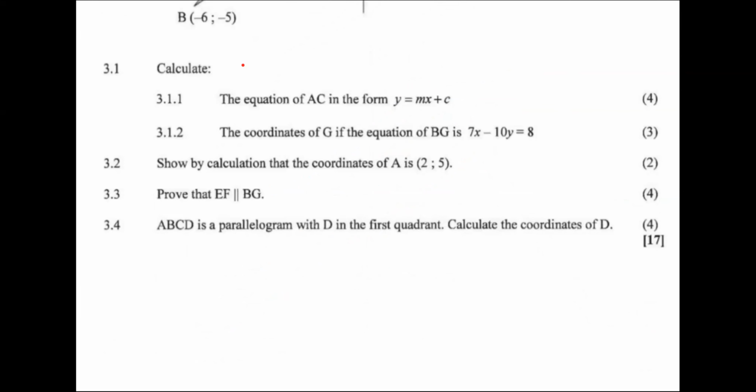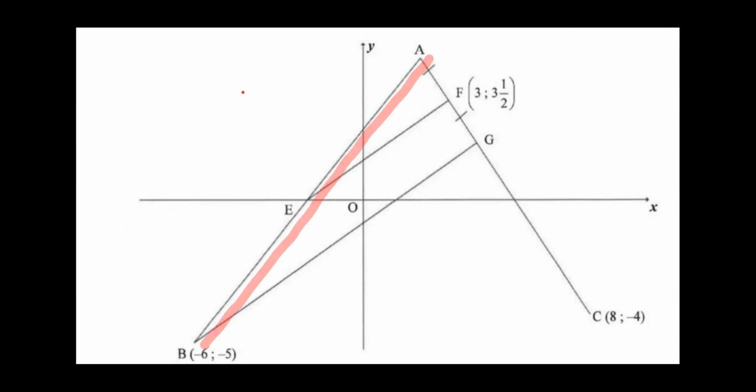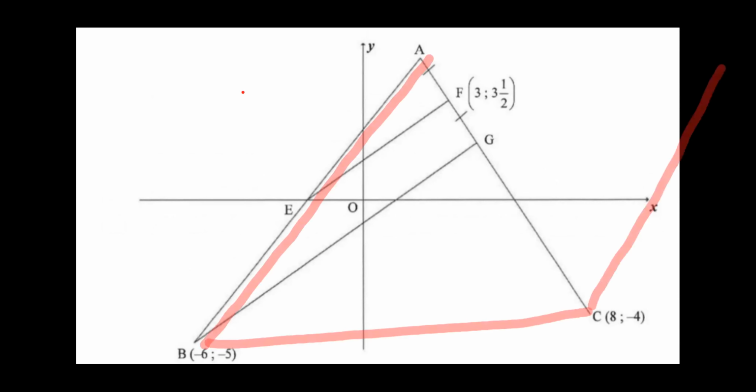Okay, last question here. ABCD is a parallelogram with D being in the first quadrant. Calculate the coordinates of D. Okay, the first quadrant, right? They say D is in the first quadrant. A, B, C, D. So A going down to the left, B going slightly up. I mean C, and then D would be somewhere there.